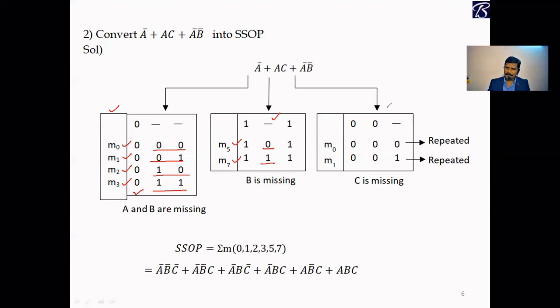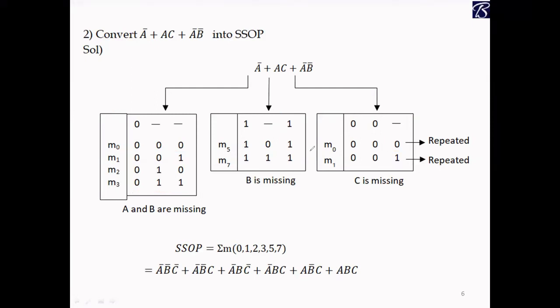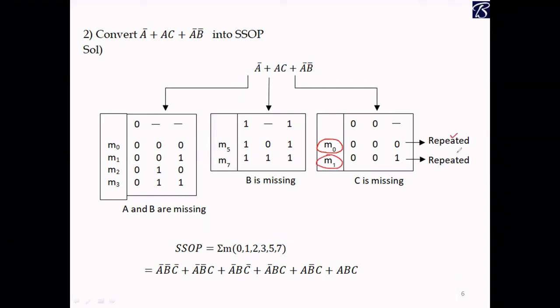Now coming to the third product term, here C is missing. For this, the combinations are 0 and 1, and the 0, 0 let it be here only. So 000 means M0, and 001 means M1. If you observe all the min terms, M0 and M1 are repeated, because we know A plus A equal to A only. So finally we can take it as SSOP equal to sigma M of 0, 1, 2, 3, 5, 7. That's all.